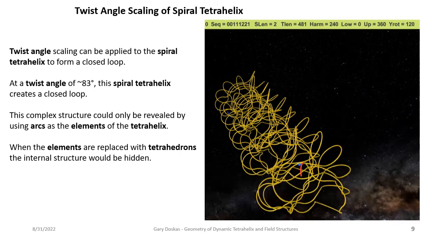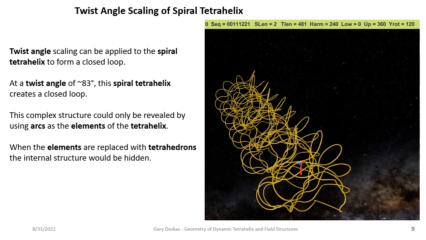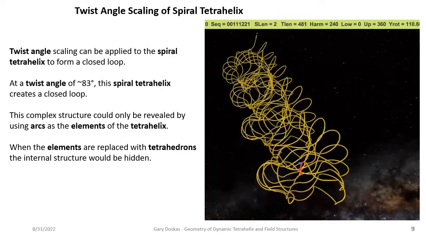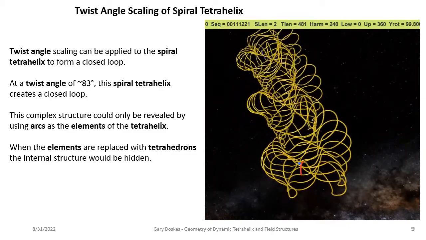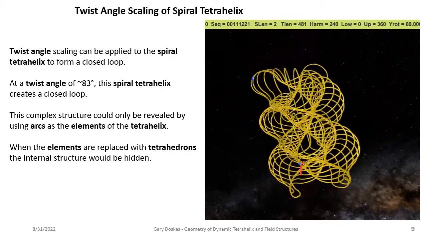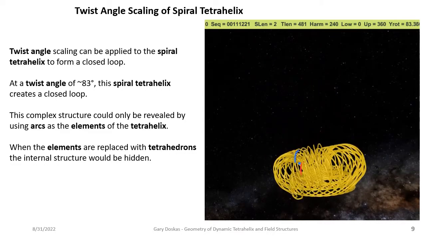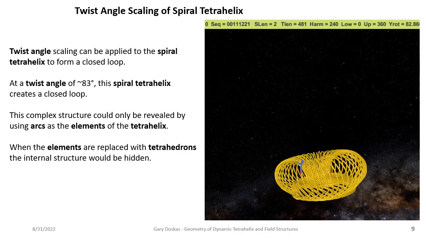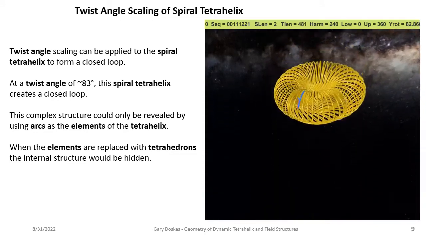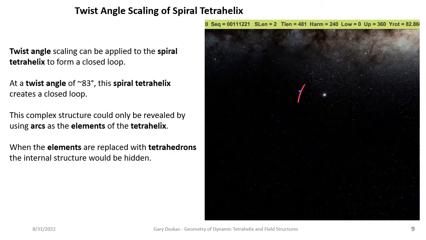Twist angle scaling of spiral tetrahelix. Twist angle scaling can be applied to the spiral tetrahelix to form a closed loop. At a twist angle of approximately 83 degrees, this spiral tetrahelix creates a closed loop. This complex structure could only be revealed by using arcs as the elements of the tetrahelix.